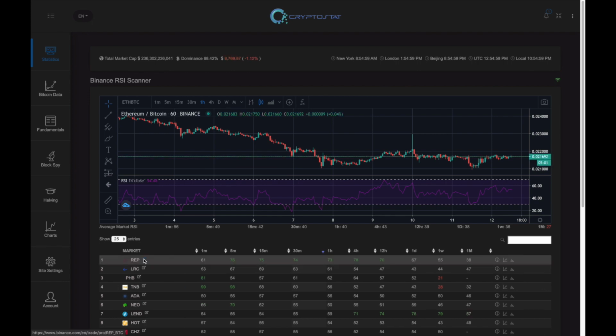So let's go and check out REP here and see what the price action has done. Once again, you can utilize this little hyperlink here. If you click that, it'll take you to Binance. If you are logged in, it'll take you to your account on Binance, logged in and ready to trade. So let's go check it out.